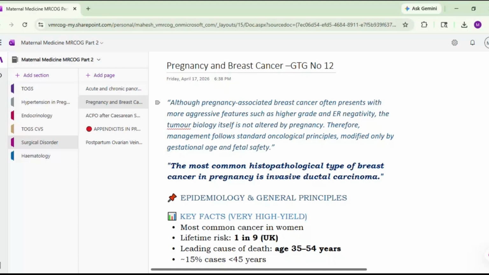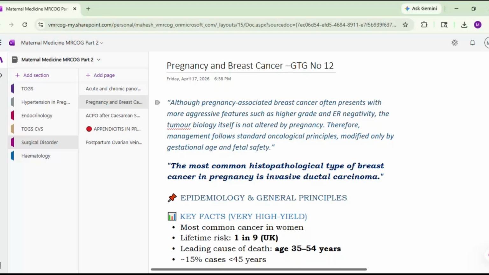So one thing you should remember, one sentence: although pregnancy-associated breast cancer often presents with more aggressive features such as high grade and estrogen receptor negativity, the tumor biology itself is not altered by the pregnancy. Therefore, management follows the standard oncological principles, modified only by the gestational age and fetal safety. So what exactly does this mean?